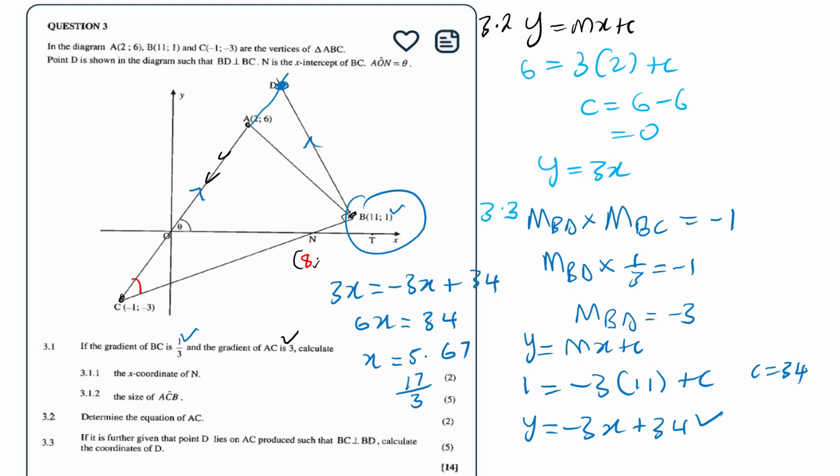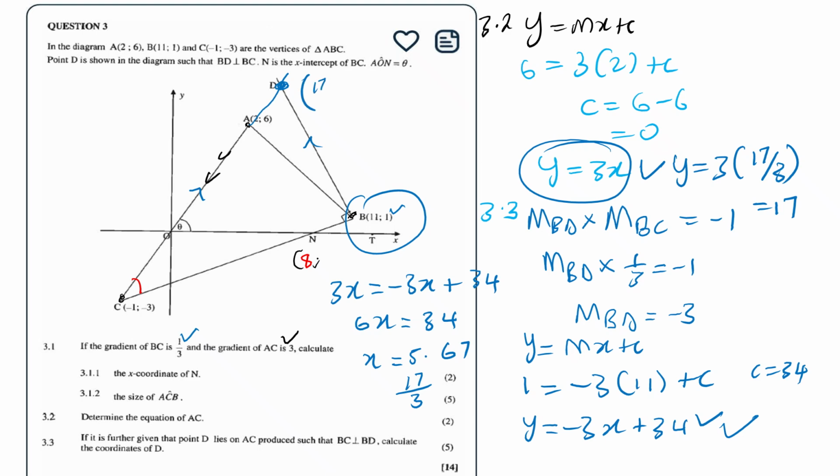But to find the y value of D, we can put 17 over 3 in any one of these two equations. Because this one is short, let's use that one. So y is equal to 3 multiplied by 17 over 3, which is equal to 17. So D is 17 over 3 and our y is 17.